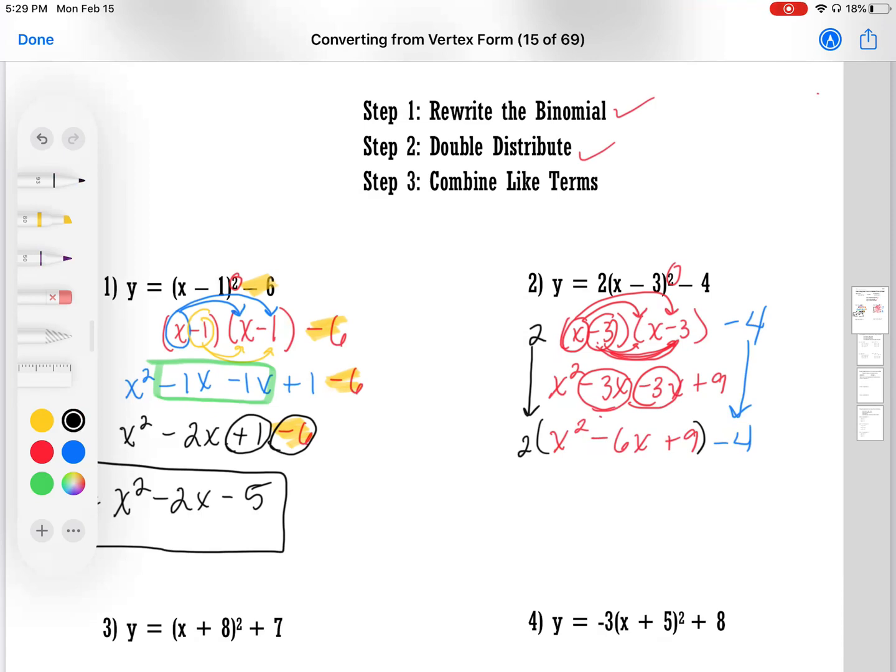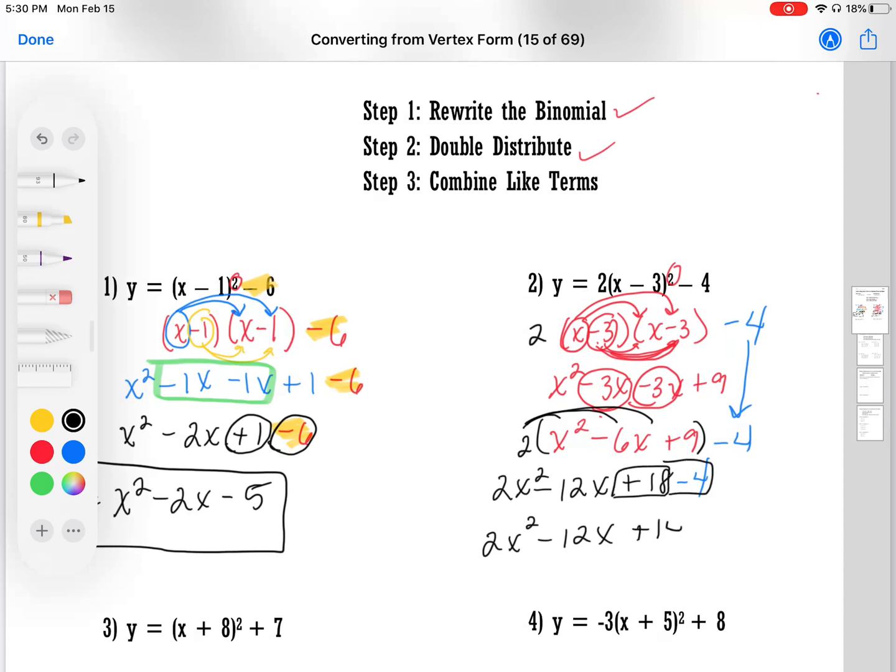So because this number has something in the front, I need to distribute that 2 to each term. 2 times x squared is 2x squared. 2 times negative 6 is negative 12x. 2 times 9 is the number positive 18. In the back, there's a minus 4. So my final answer is 2x squared minus 12x. These are like terms. 18 minus 4 is the number positive 14.